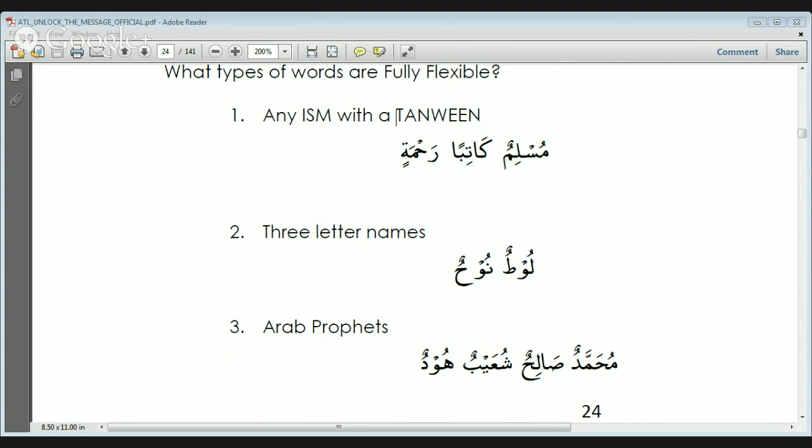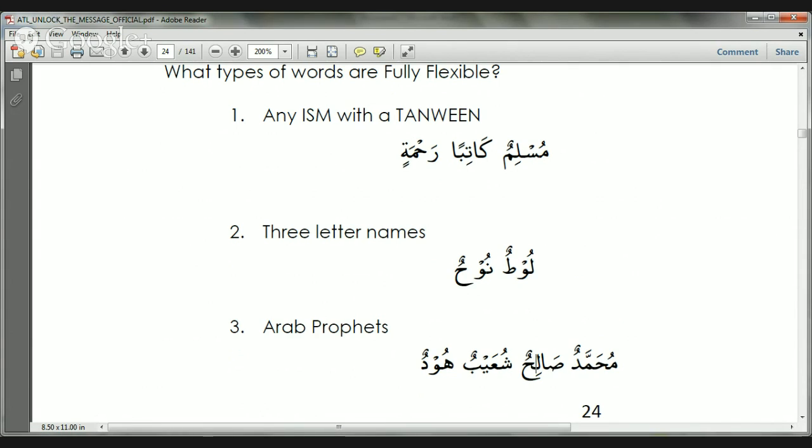Now, we just went over heavy and light, and we're going over flexibility right now. So it's a little bit to take in, but pay close attention here. I'm going to go back to the PDF. The third category, which is considered heavy, or I'm sorry, that's fully flexible, are Arab prophets. Believe it or not, there are only 4 Arab prophets. The rest of the prophets in the Quran, the 21 remaining prophets, are not considered Arab.